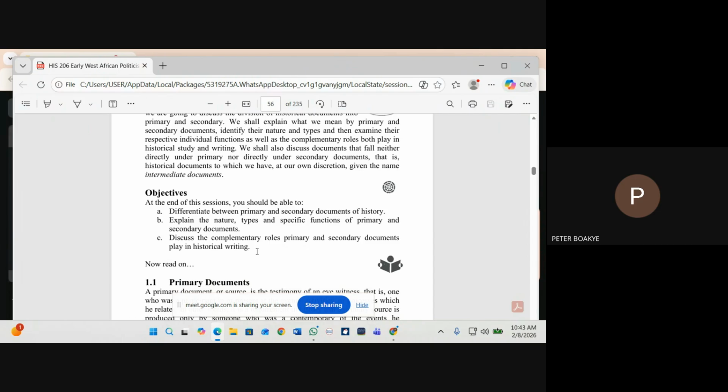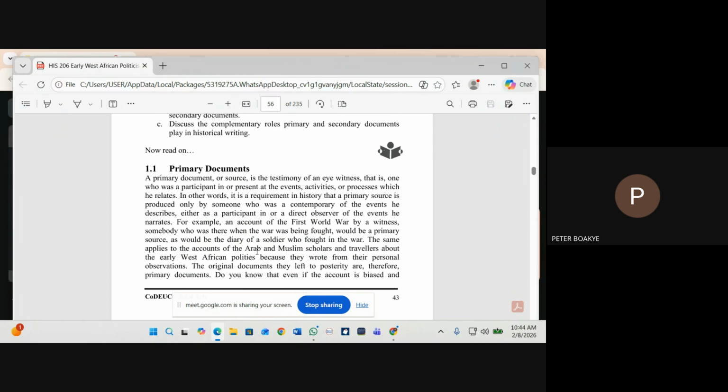By the end of this session, we expect that you should be able to differentiate between primary and secondary documents of history, then explain the nature, types, and specific functions of primary and secondary documents, then discuss the complementary roles primary and secondary documents play in historical writing.